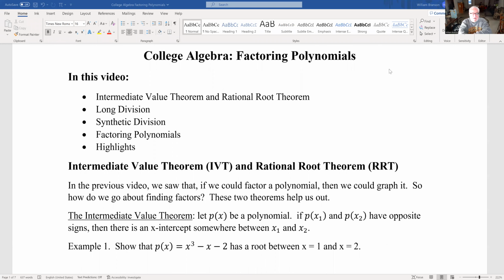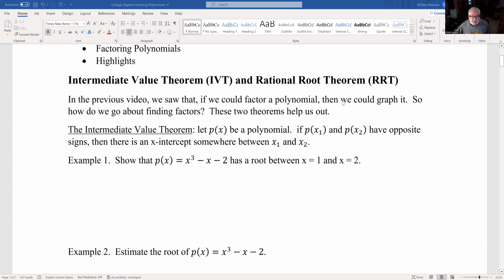Okay, so we know how to graph polynomials. The question now is how do we factor polynomials? So we will look at two theorems, the intermediate value theorem and the rational root theorem, and then two types of division, long division and synthetic division, and that will get us to factoring polynomials. So what are these two theorems?